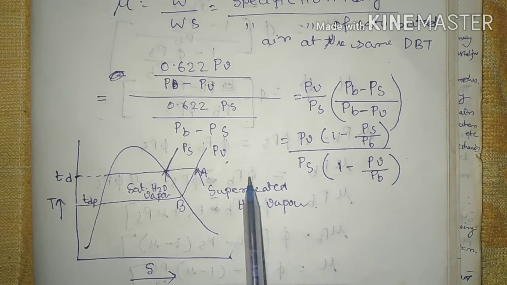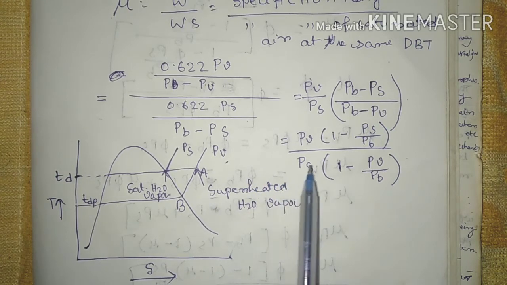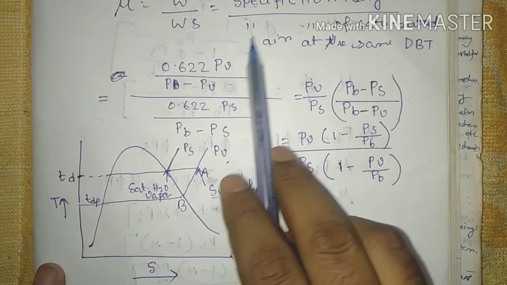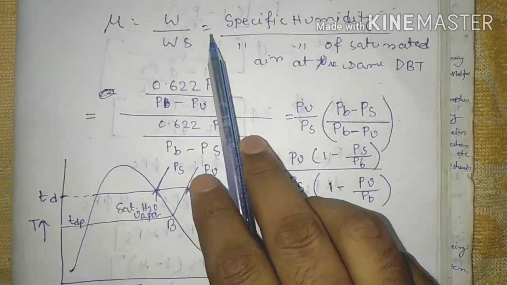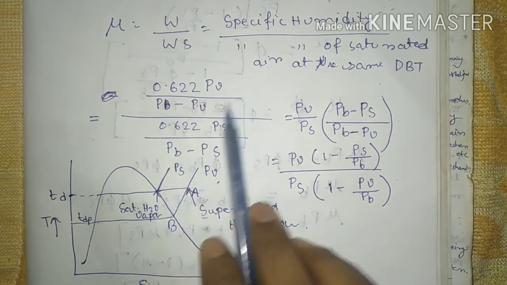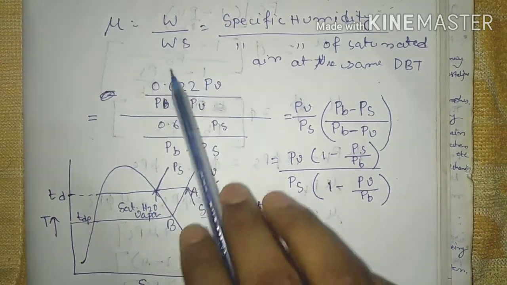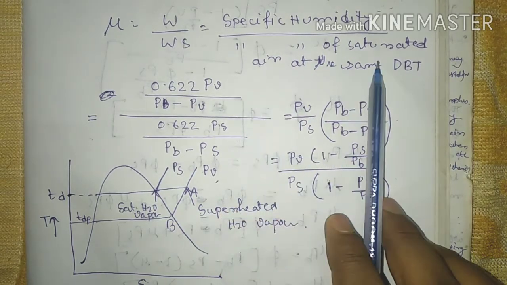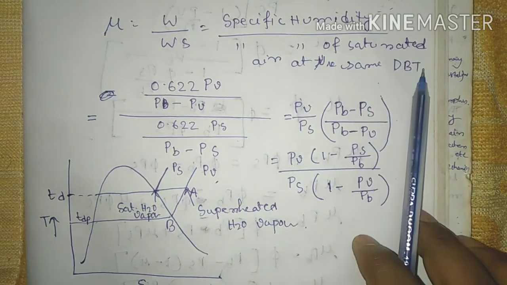It will be PS divided by PB minus PS, because PV changes. W you already know, that expression, where it comes from. But how do we get Ws? Because Ws is basically the specific humidity of saturated air at the same dry bulb temperature.